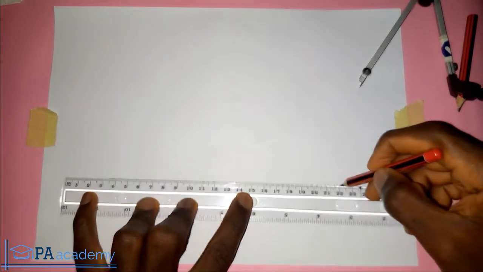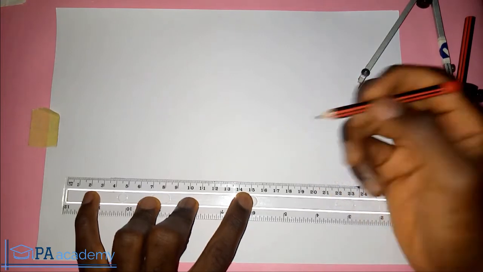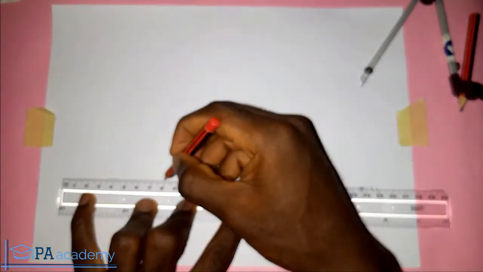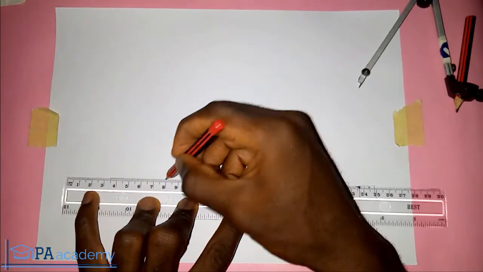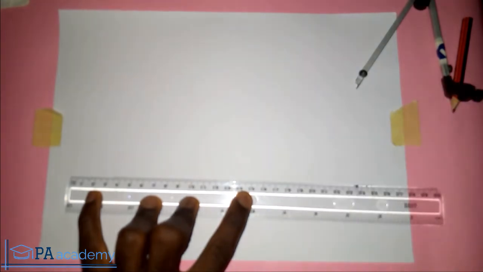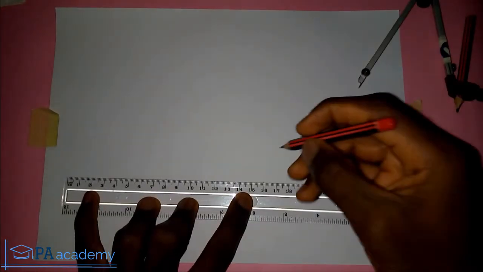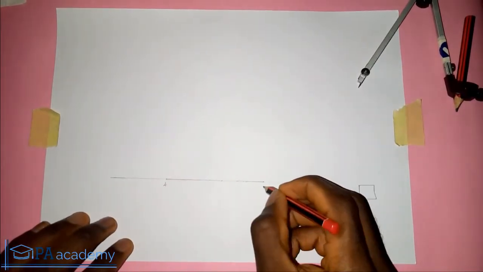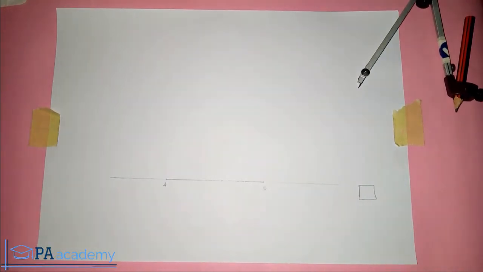So on this straight line also, I'll also indicate my 8 centimeter. So from those points to this point, so this point A, B represents 8 centimeter.